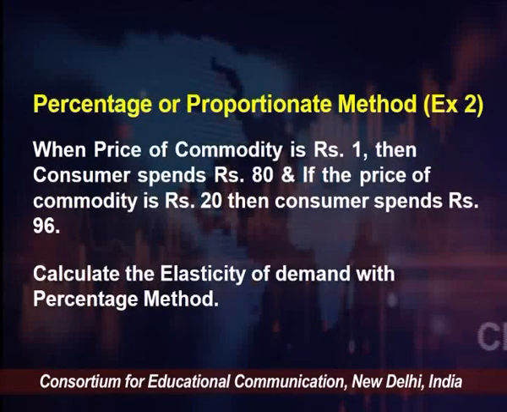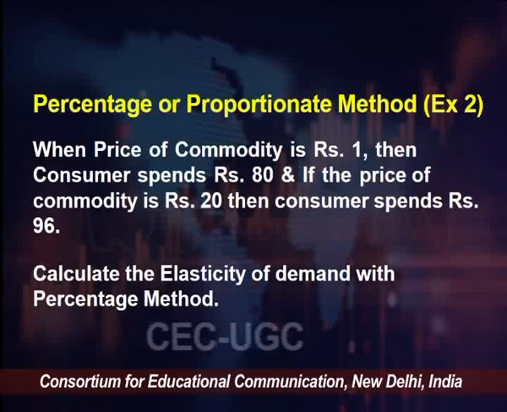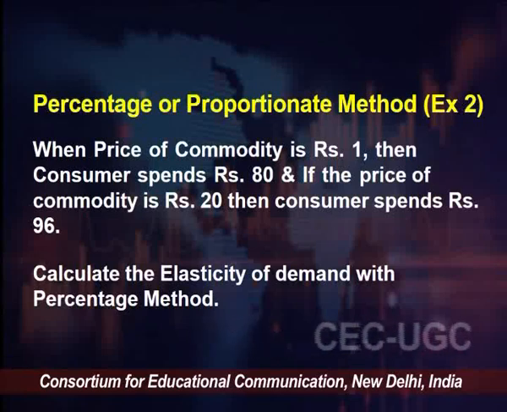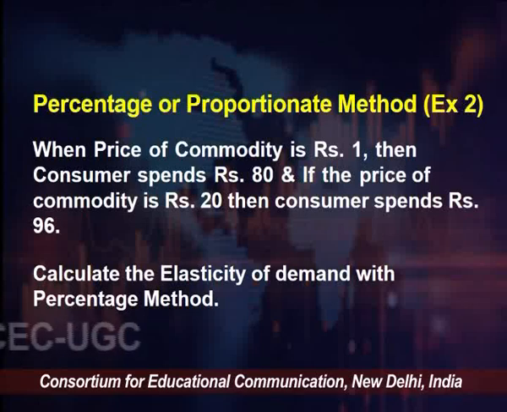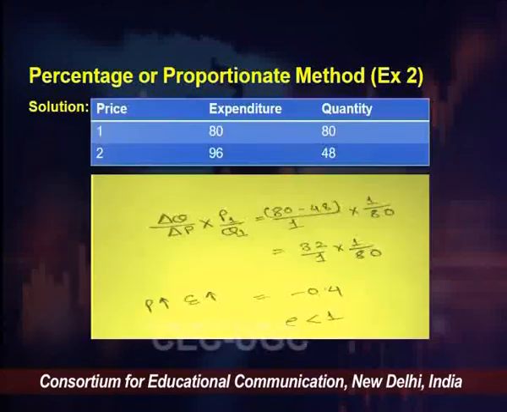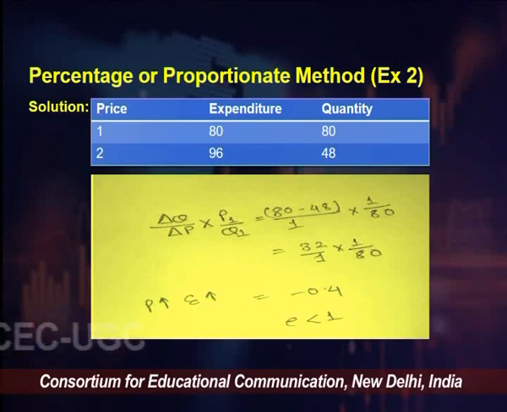Now for example, when the price of a commodity is rupees 1, then the consumer spends rupees 80, and if the price of the commodity is 20, then the consumer spends rupees 96. So how do we calculate this? You can put these values in the formula delta Q upon delta P into P upon Q, and you will find that price elasticity of demand is less than 1, so that means it is coming around 0.4. Okay, so you can put the values in the formula and then we can calculate the price elasticity of demand.